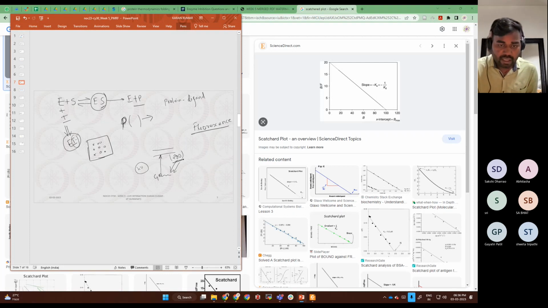So when 280 nanometer light is excited on this tryptophan residue, the pi electrons that are there in the delocalization, they absorb this energy and make a transition to its excited state. That is the UV absorption.